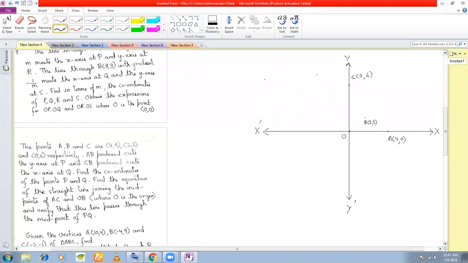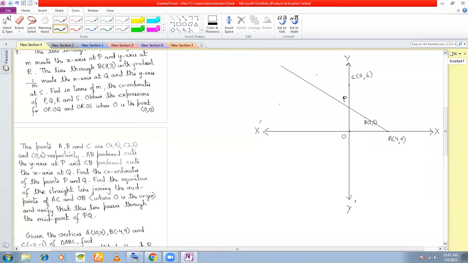The points A, B, and C are given to you. See, I have marked point A, B, and C. AB produced cuts the y-axis at P. So you join AB, just a rough figure. Okay, join AB and produce it so that it cuts the y-axis at P. So this is your point P.